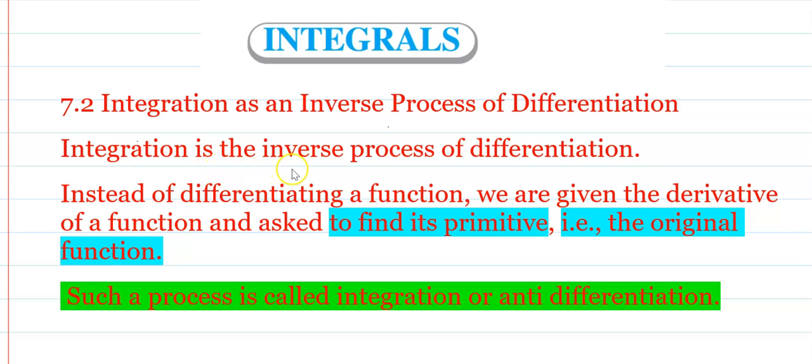Integration is the inverse process of differentiation. Instead of differentiating a function, we are given the derivative of the function and asked to find its primitive, meaning the original function, the integral of that function. Such a process is called integration or anti-differentiation. Now we'll see some examples.